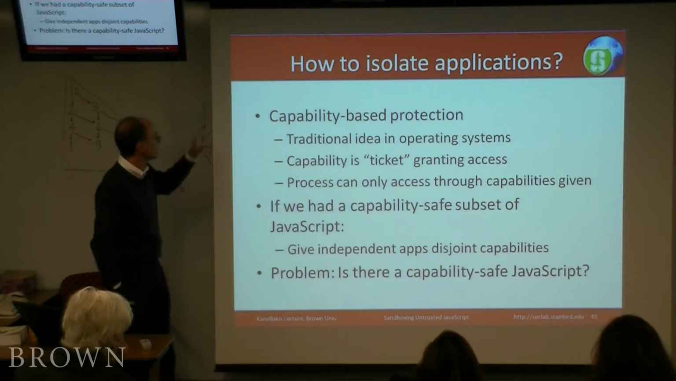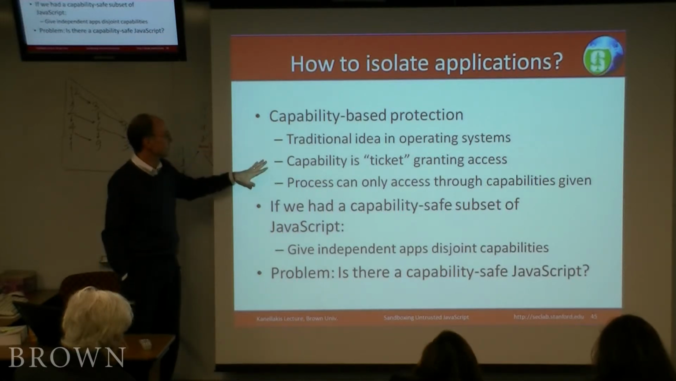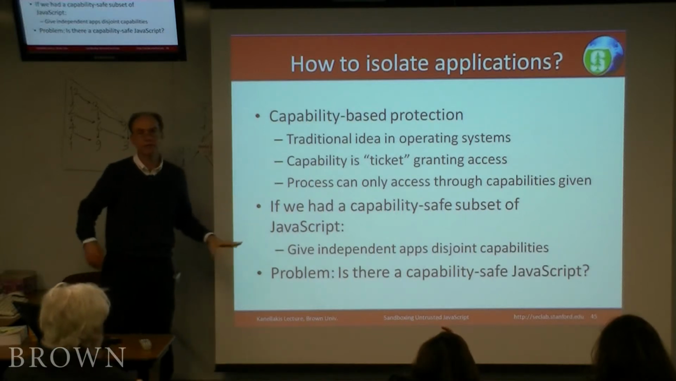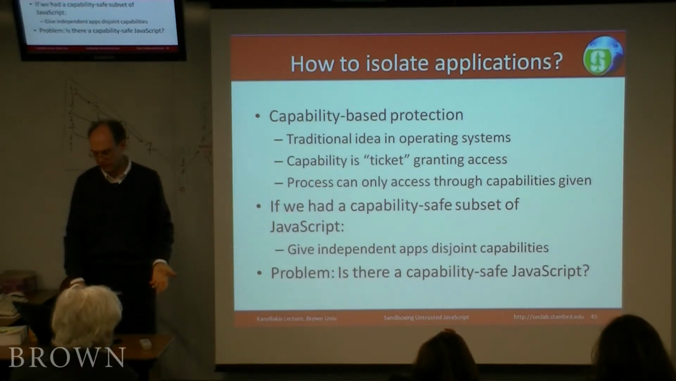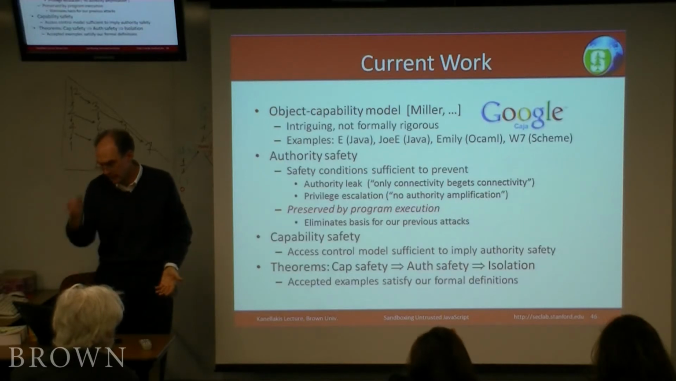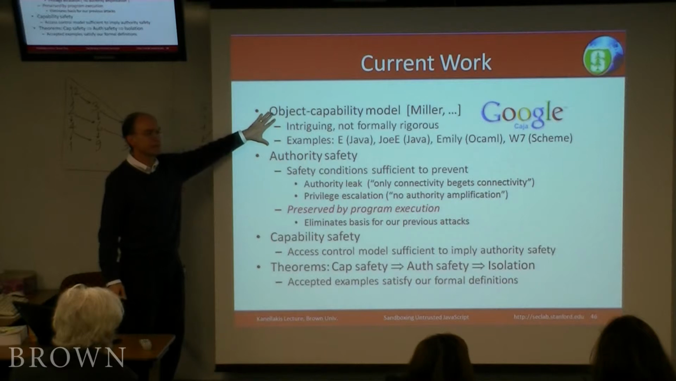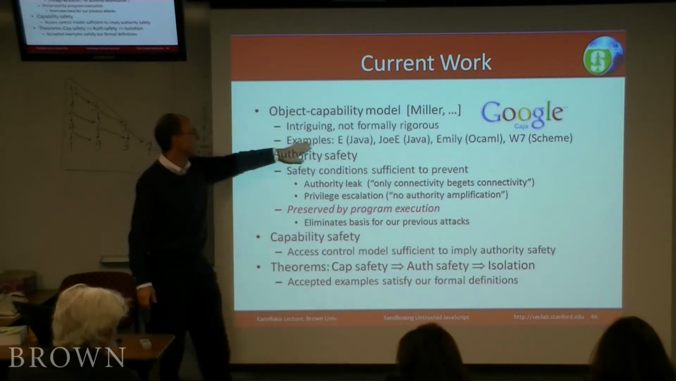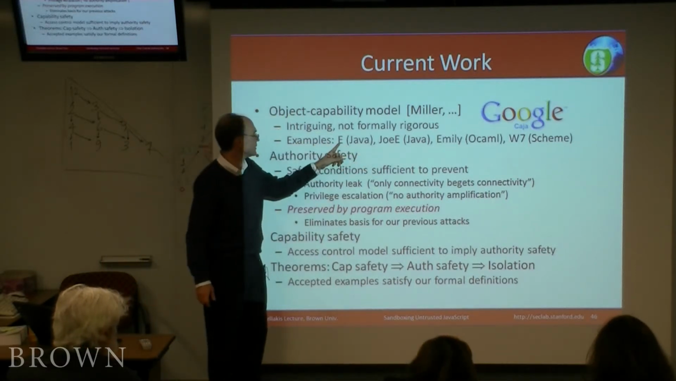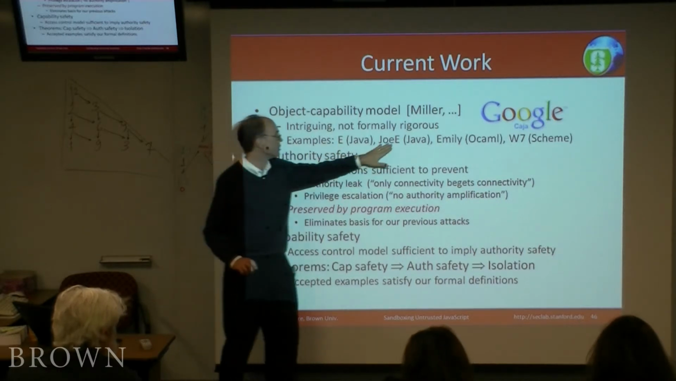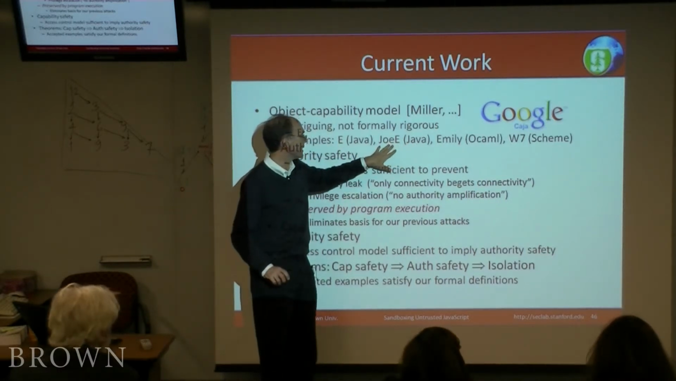So capability-based protection is a traditional thing in operating systems. There's some effort to adapt this to programming language contexts. And there's a bunch of work on what's called the object capability model. It's fun to read. They have some really good ideas. There are a bunch of language examples. So in each case, E is a subset of Java that's meant to be capability safe. Joe-E is another subset of Java that's meant to be capability safe.